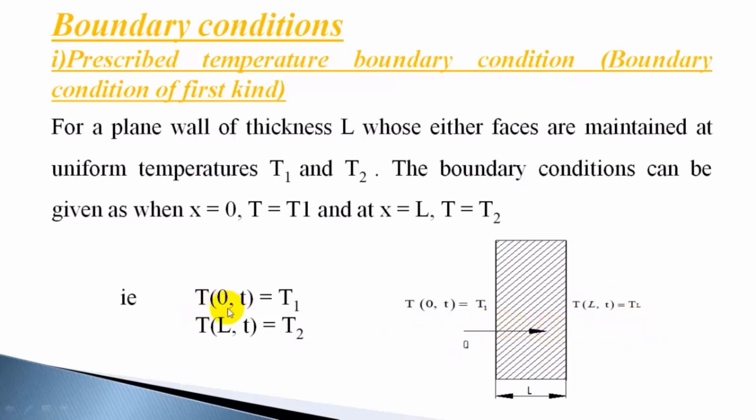So temperature at x equal to 0 at a given time t is T1. So we are specifying the temperature at a given point, x equal to 0, as T1. Again, temperature at x equal to L at a given time is T2. So specifying the temperature at any surface like this, a constant temperature, is the temperature boundary condition. Temperature is specified at the boundary of the surface.